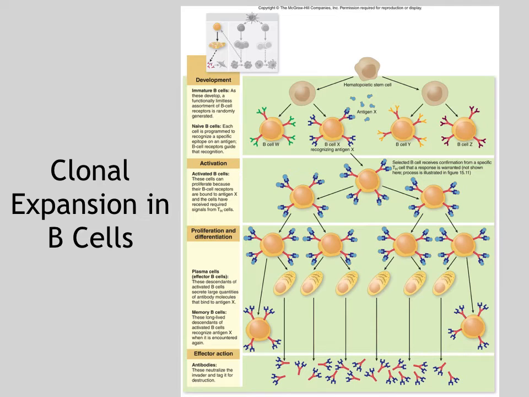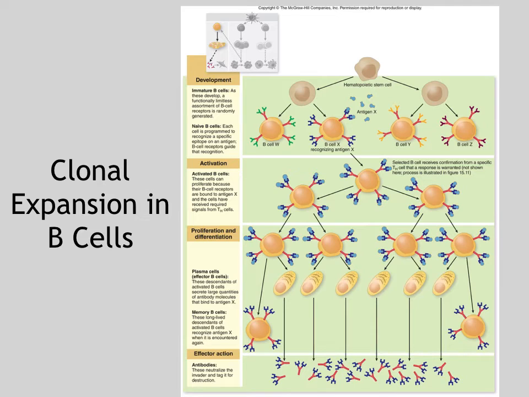In this second row, when our B cell gets activated, it begins dividing rapidly. Now it still has IgMs on its surface here, but it begins dividing rapidly, and it moves into the third row here called proliferation and differentiation. In this third row, our B cells start dividing into two different types of cells. Some of them are going to become plasma cells, which do nothing but pump out antibodies. That's the only thing they do.